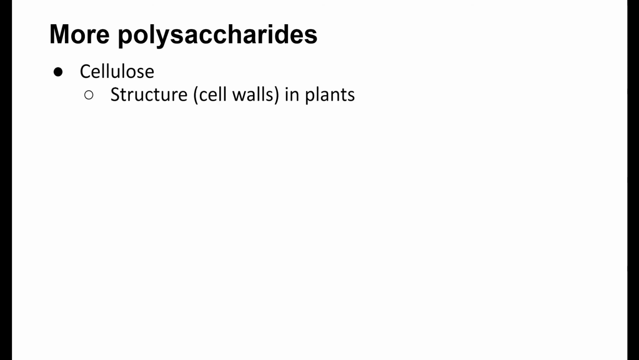Now, some polysaccharides are not for energy storage. Remember, the third function of carbohydrates was plant structure. So plants, their skeleton, not actually a skeleton, but what keeps them up, is made of cellulose. And cellulose is a polysaccharide. And when we eat cellulose, we usually call it fiber. So what we call fiber is actually what keeps the plant cell walls up straight.